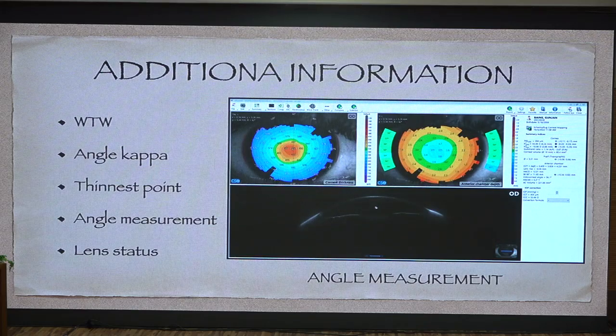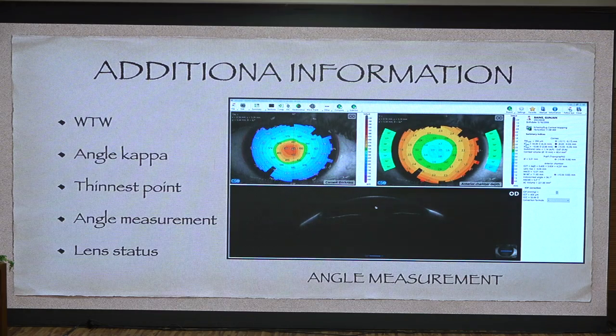Not only this, the topography of the cornea is going to tell us about the corneal parameters. In addition to this, the topography gives us white to white also, and we can also measure angle kappa, which is important from a surgical point of view, and it is also going to tell us which is the thinnest point of the cornea, and the angle measurement. So the angle of the anterior chamber can also be measured by using the topography.